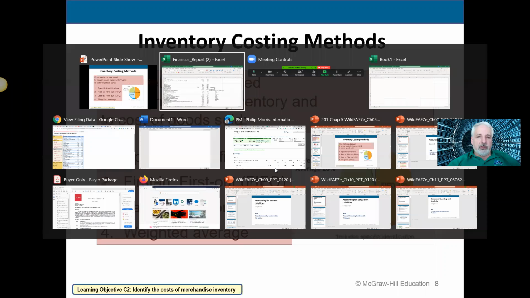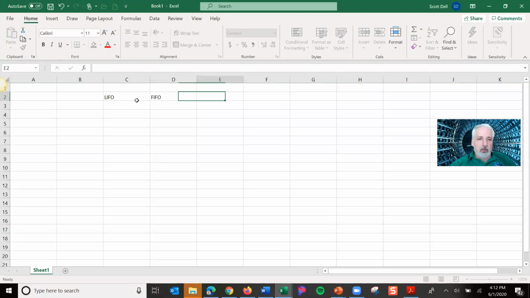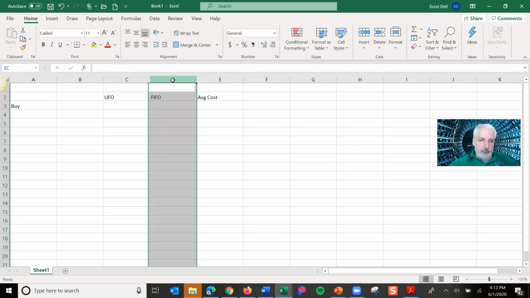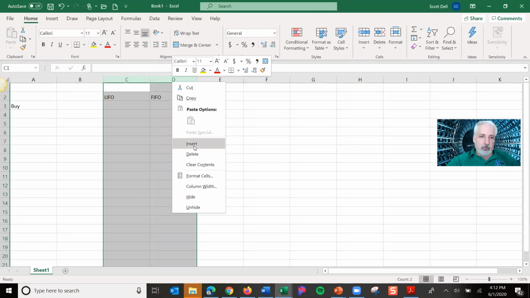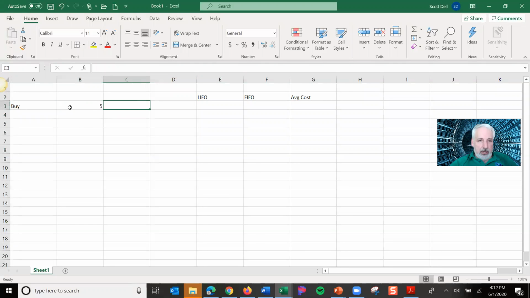But let's look at some of the methods. I'm going to talk about LIFO, FIFO, and average cost. I'll leave specific ID out of it for now. When we look at LIFO, FIFO, let's say we go ahead and buy, let's add a couple columns here, and we're going to insert. Okay. So we buy 5 units at $10 apiece.